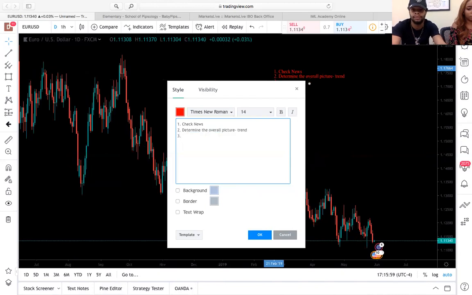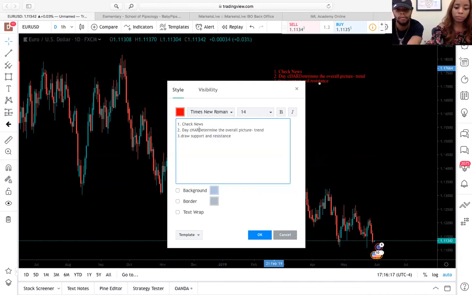So the 3, right? Draw support and resistance. Let me see something. Let me type them for you. I don't know if you're gonna read this. So I'm on day chart. Okay. Day chart.